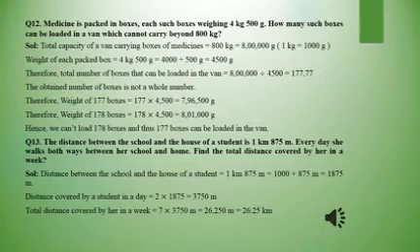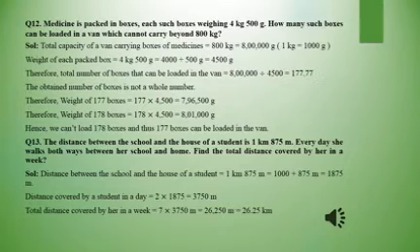So our next question is, medicine is packed in boxes, each such box weighing 4 kg 500 grams. So how many such boxes can be loaded in a van which cannot carry beyond 800 kg? So the question states that medicine has been packed in boxes. The weight of each box is 4 kg 500 grams, and there is a van which cannot carry beyond 800 kg. That is, the maximum capacity of a van to carry these boxes is 800 kg. So the question says, how many such boxes can be loaded into the van?